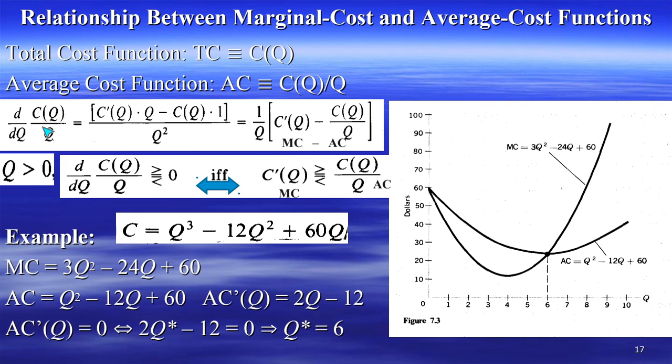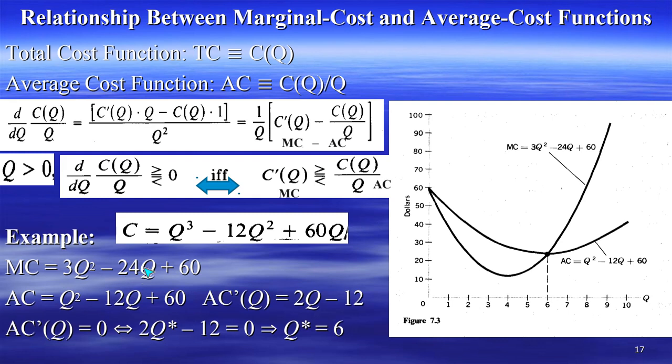So the slope of the average cost curve is 0 for just one moment, where Q equals 6 in this example. This is general analysis. Here we have a numeric example. C, total cost, is equal to Q to the power 3 minus 12Q square plus 60Q. There is no fixed cost here. This is a long run total cost function because there is no fixed cost.